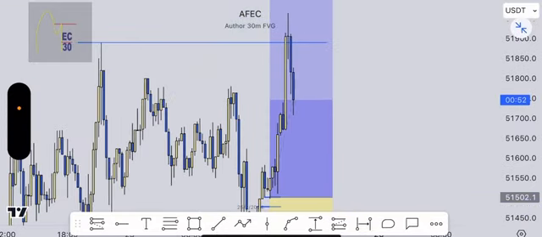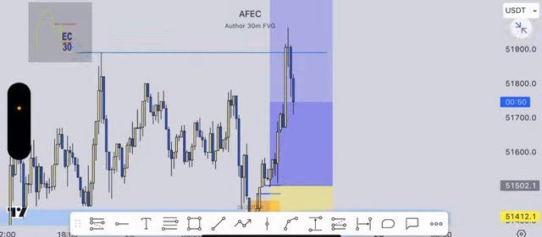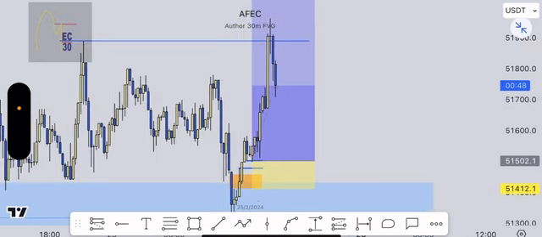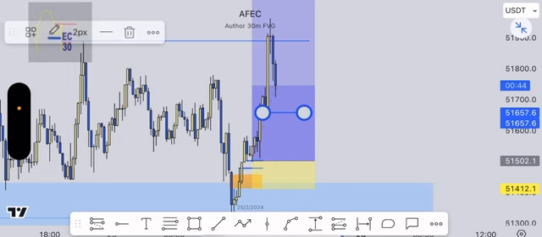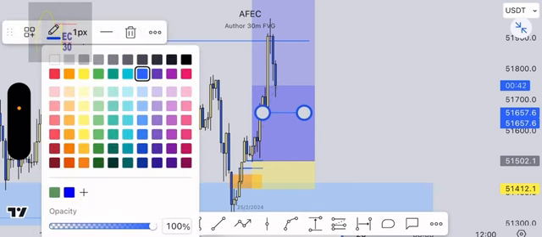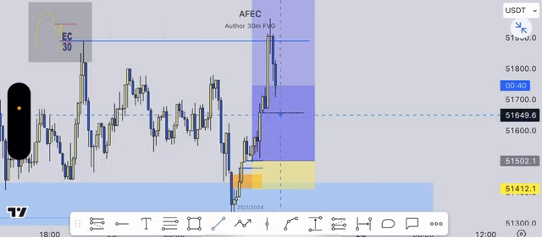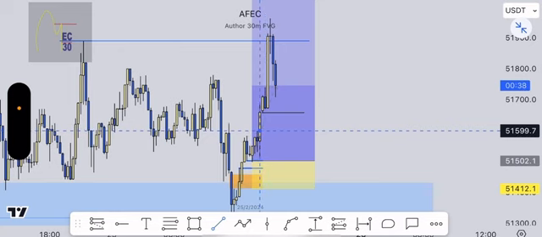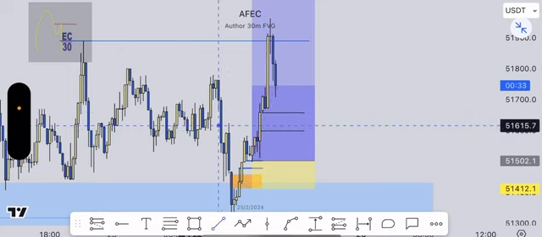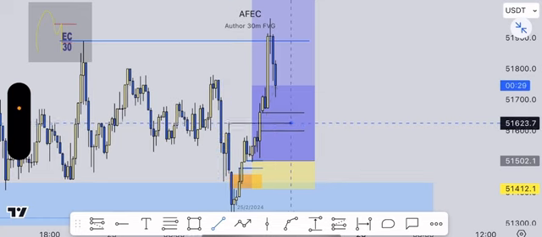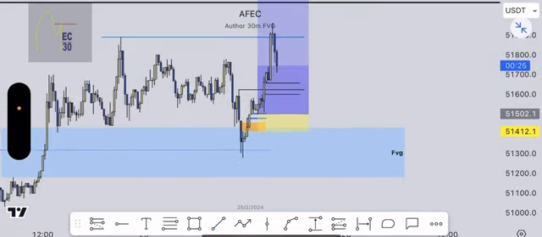For now, currently I already took first profit here, which is around 4 point something R. And then I will be expecting price to tap on this fair value gap, and then move higher. I would like to see a reaction off this high. Okay, that's what I would like to see for now.